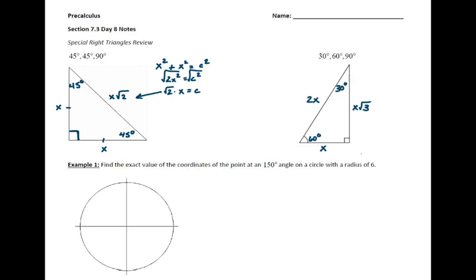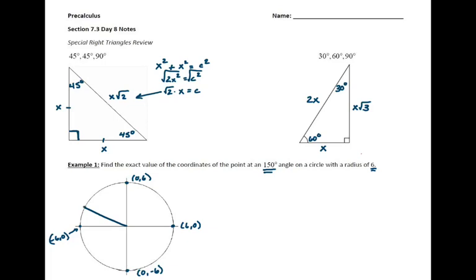So for example 1, I want to talk about finding the exact coordinates of the point at a 150-degree angle with a radius of 6. So just to label this circle, to remind ourselves, it's a circle with a radius of 6, which means these four coordinates on the circle aren't 1, 0, 0, 1, negative 1, 0, 0, negative 1. It's the same setup, it's just the radius is 6, so that length is 6, and that's going to come into play when we start labeling our other side.